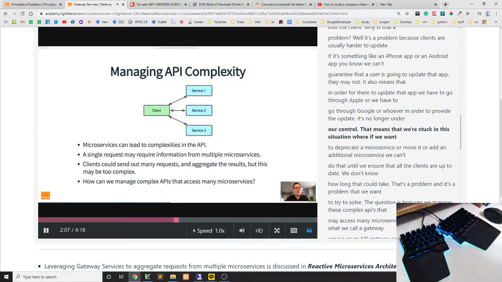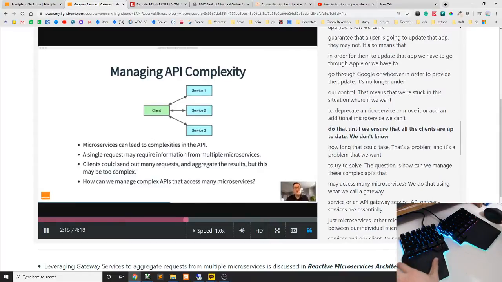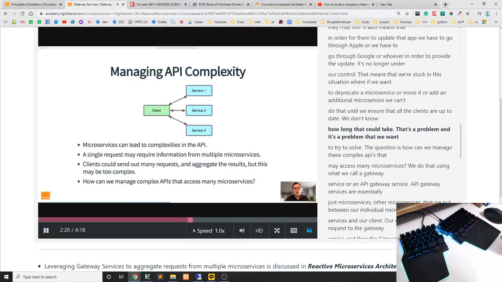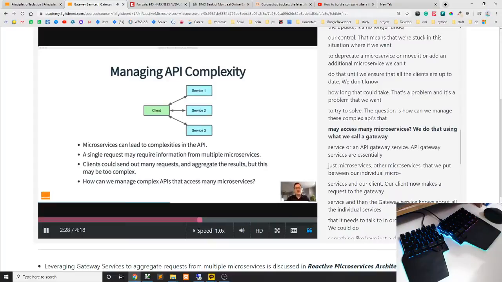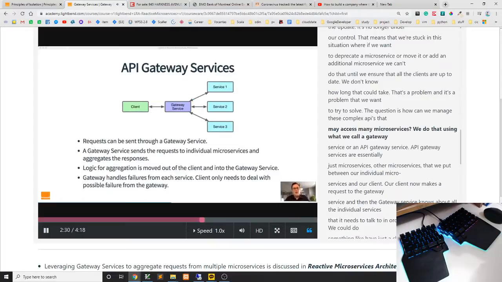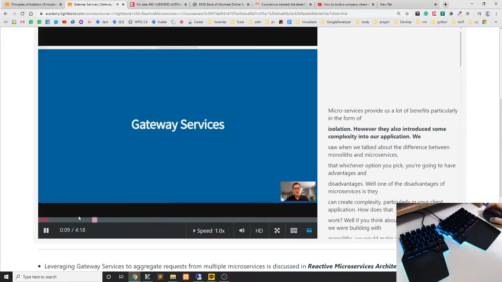And that means that we're stuck in this situation where if we want to deprecate a microservice or move it or add an additional microservice, we can't do that until we ensure that all the clients are up to date. And we don't know how long that could take. So that's a problem, and it's a problem that we want to try to solve. So the question is, how can we manage these complex APIs that may access many microservices? We do that using what we call a gateway service or an API gateway service.